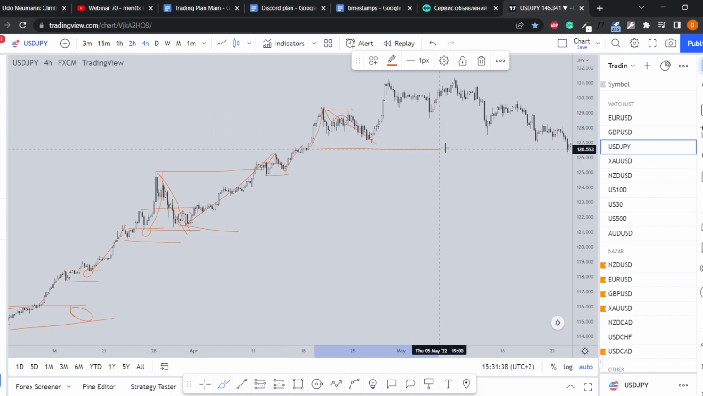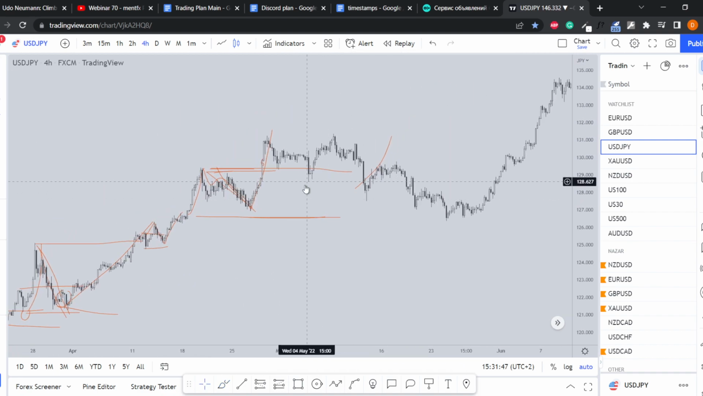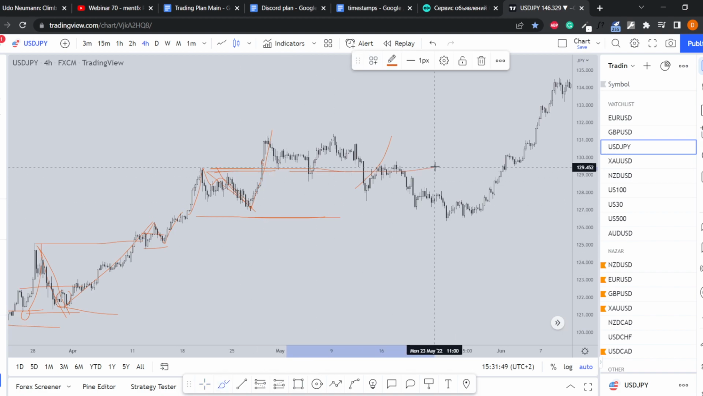So a down push is the creation of this zone. So now this is a zone. This is a zone. We expect it to hold, and it holds, by the way, with a lot of mitigation. And now we have this break. Now all this push is a new zone. So this is how it works.